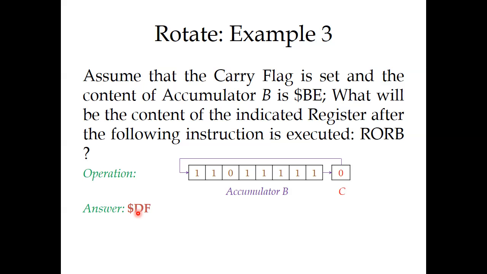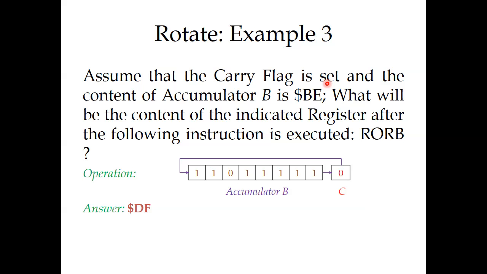A lot of times it's hard to understand. This was BE, and now we have DF. It's a lot of changes, but if you just check the bits, then you will understand what happened. You are pushing everything one position to the right. What if the carry was 0? Then 0 will go here. I'm talking about how the question was phrased. Clear means 0, right? Set means 1.